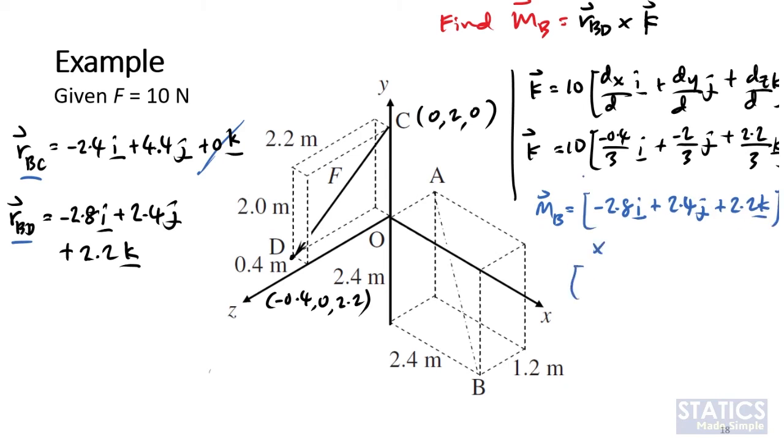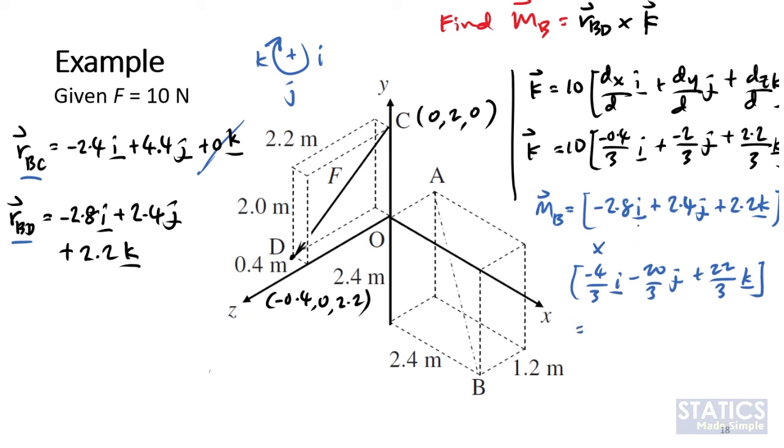Cross product with this guy here, which is minus 4 over 3i minus 20 over 3j plus 22 over 3k. Okay, I simplify this by multiplying 10 with the term inside this bracket. So we need to do this cross product, right? And remember, to do the cross product, we have to follow the convention of positive sign: i cross j equals positive k. Okay, this order. So we have to do it one by one, right?